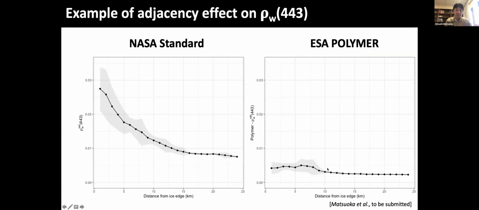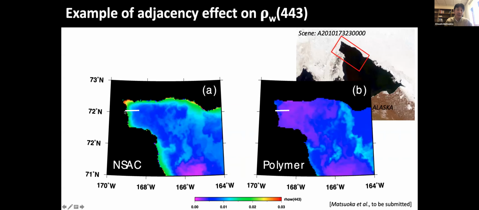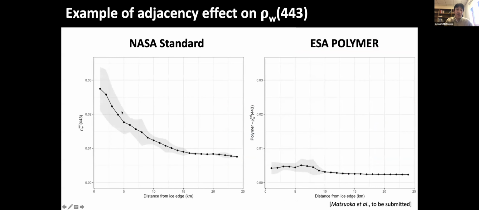So this is a different view along this transect. I extracted the values along this white transect. And as expected, when you approach the sea ice, the reflectance is going to be higher toward the sea ice edge when you use the NASA standard, which is consistent with the simulation as well.